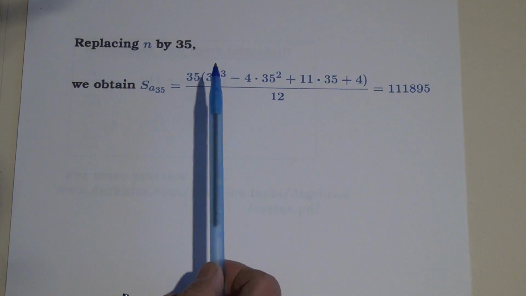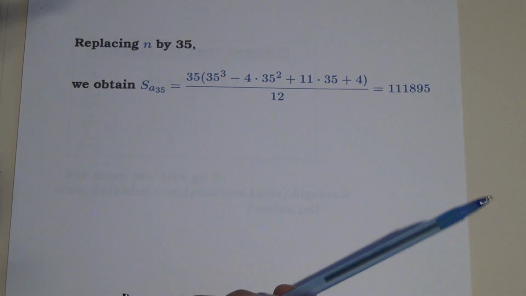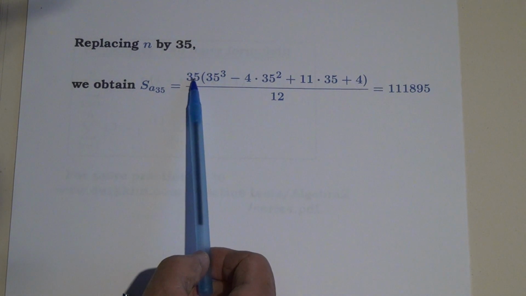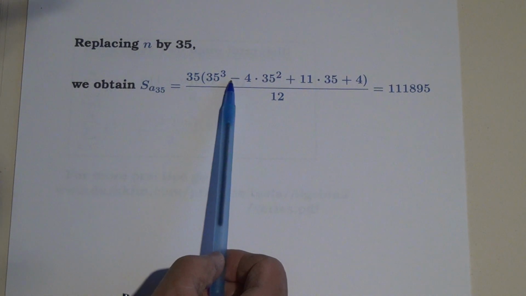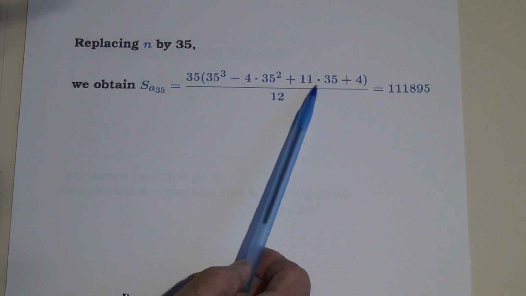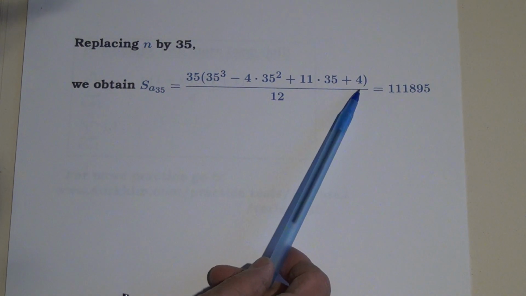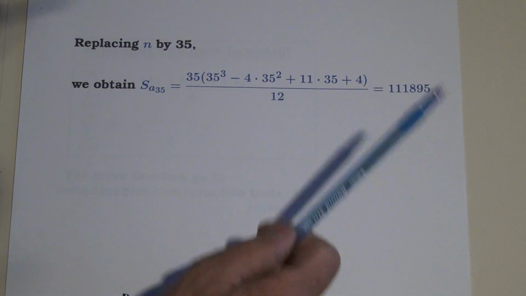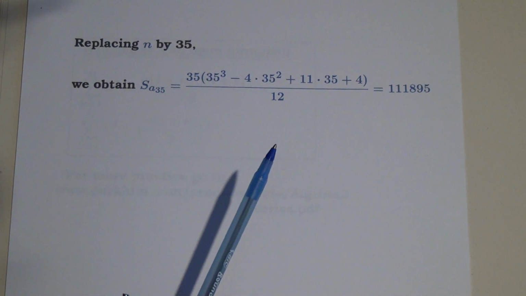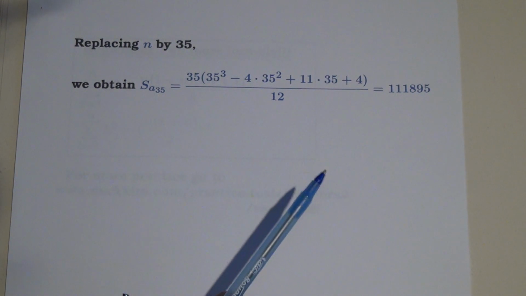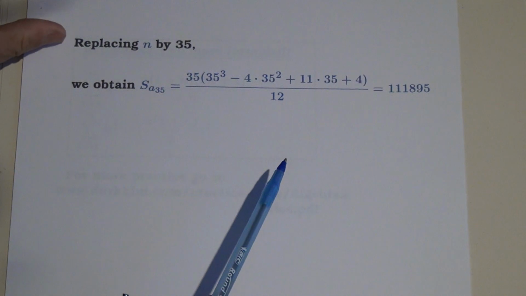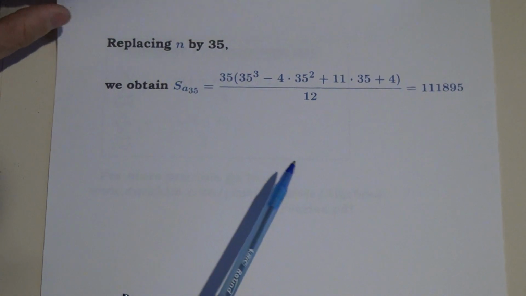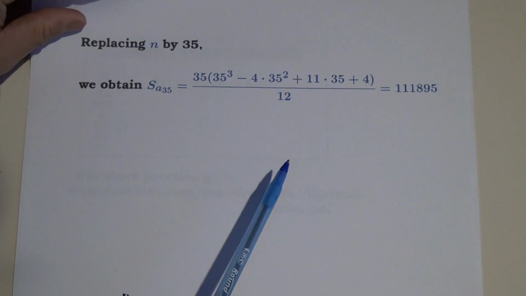Then you go back to the original question. The original question was a sum of 35 terms, which means we replace n by 35. 35 times the quantity 35 cubed minus 4 times 35 squared plus 11 times 35 plus 4, over 12. It will come out to 111,905. Okay, you understand, right?